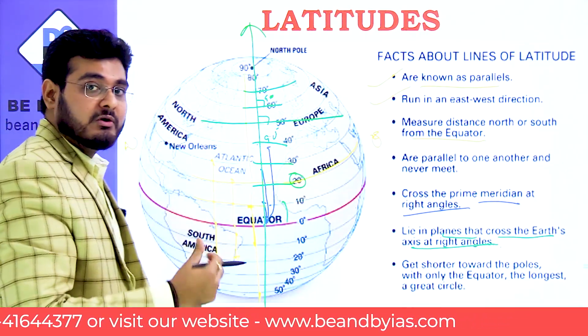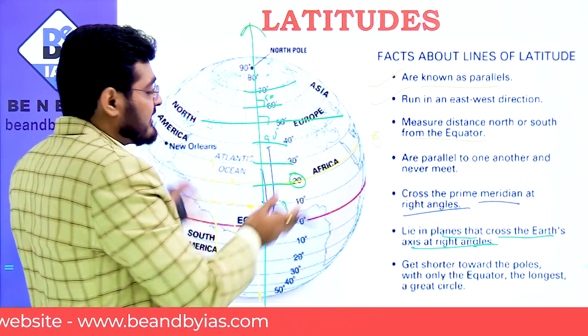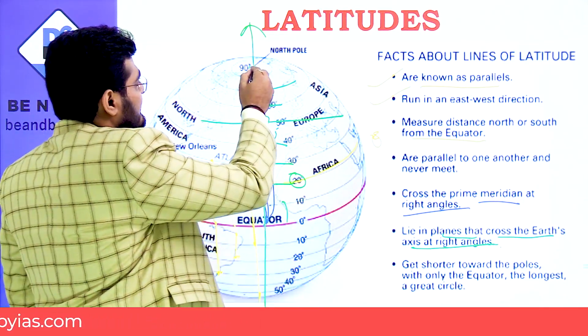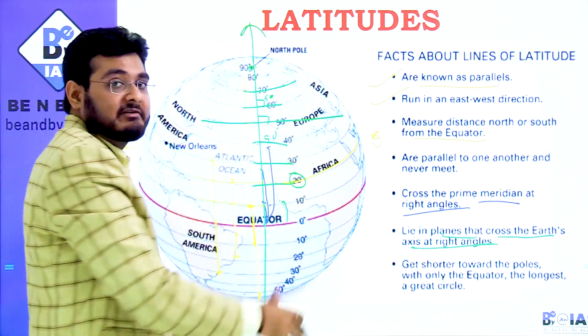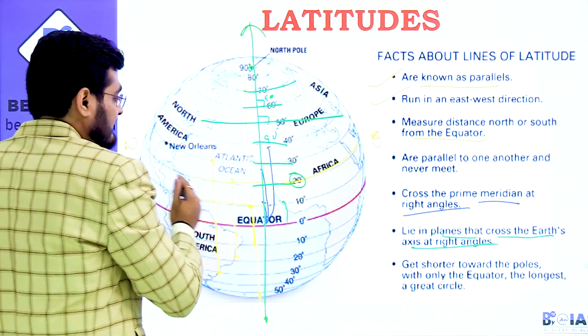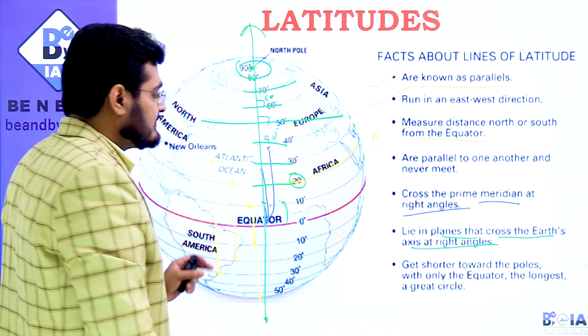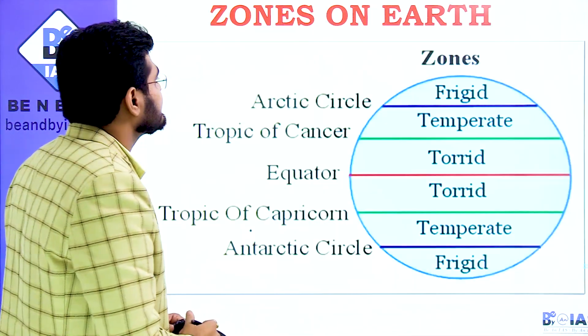Why is this? It's simple mathematics. It's a sphere, it's not a plane. In a sphere, as we are moving towards the pole, it's a curvature, so the distance keeps on decreasing. That is why 0 is the longest and at the pole it's the shortest. 90 degree is the shortest and 0 degree is the longest. So this is how it goes.